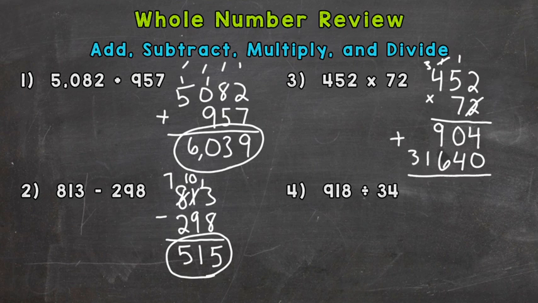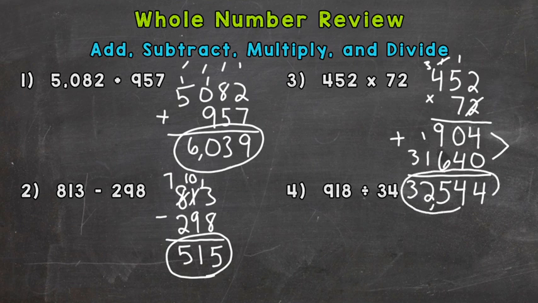Now I'm ready to add. These are called partial products. I can add them up to get my product or answer. So 4 plus 0 is 4, 0 plus 4 is 4, 9 plus 6 is 15, regroup my 1, 1 plus 1 is 2, and bring down my 3 here. So my answer, or product, which is an answer to a multiplication problem, is 32,544.